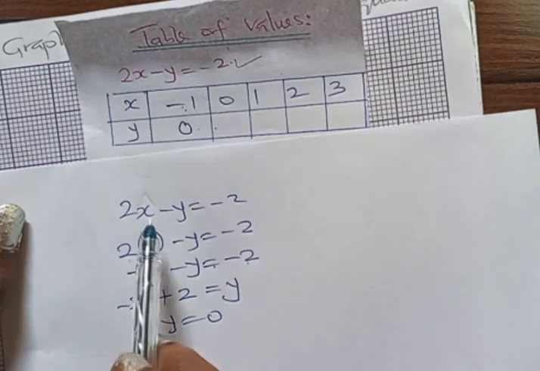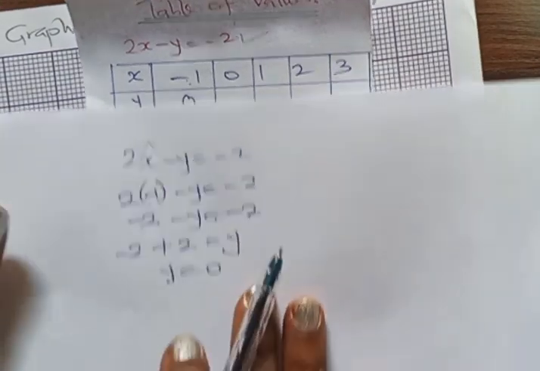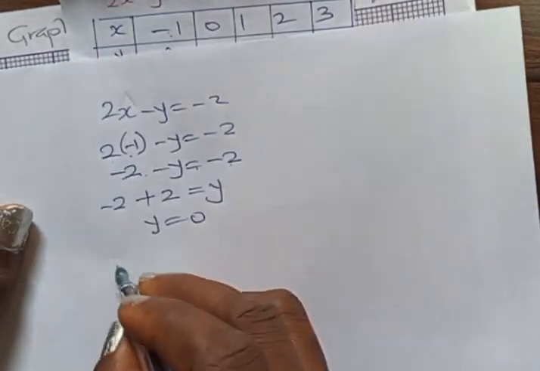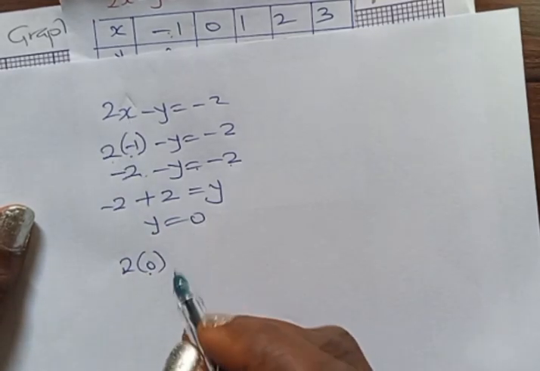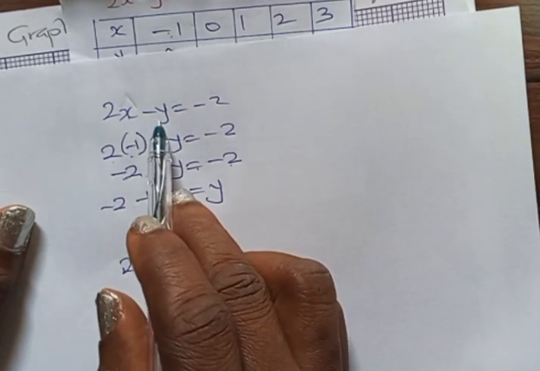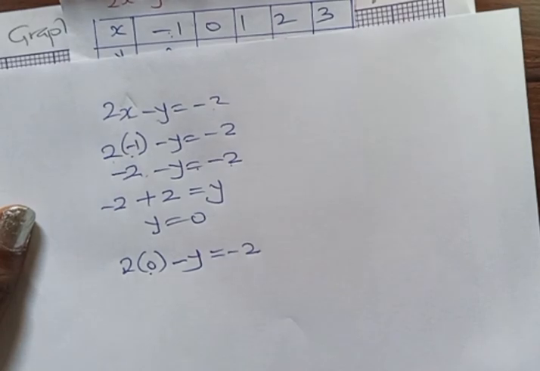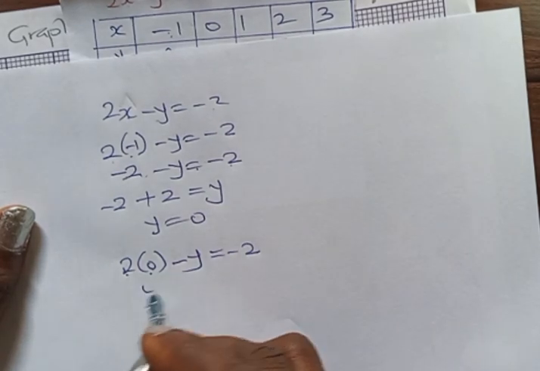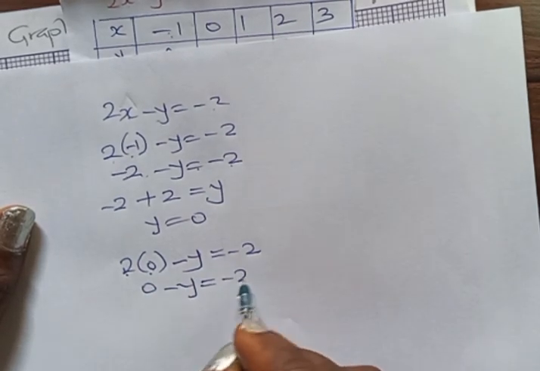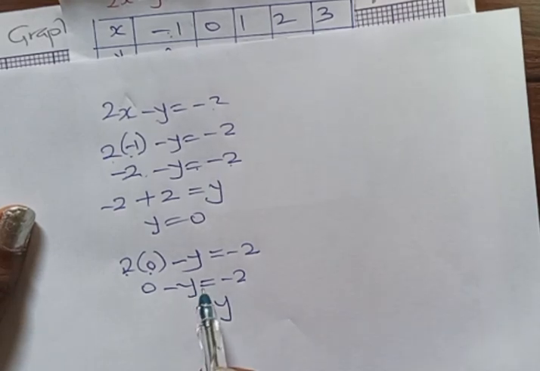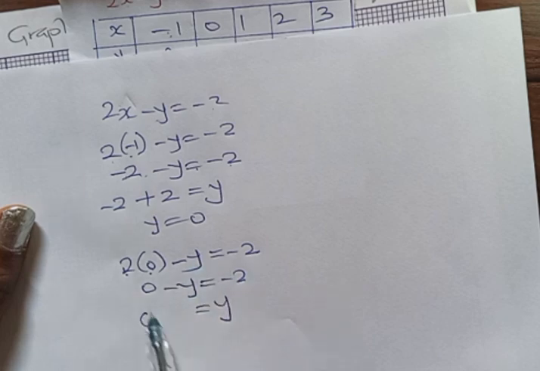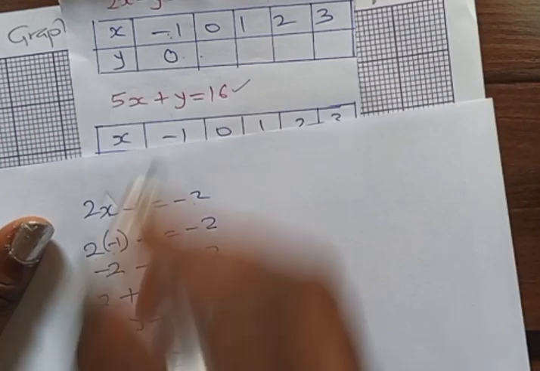Then when x is 0, you put it in like that. So when x is 0, that's 2 times 0 minus y equals minus 2. You copy the rest. So 2 times 0 is 0, minus y equals minus 2. Then you take minus y there to become plus y. The sign will change because of the equality sign. The minus 2 is crossing over. 0 plus 2 obviously is 2. So y is 2. So here is 2.